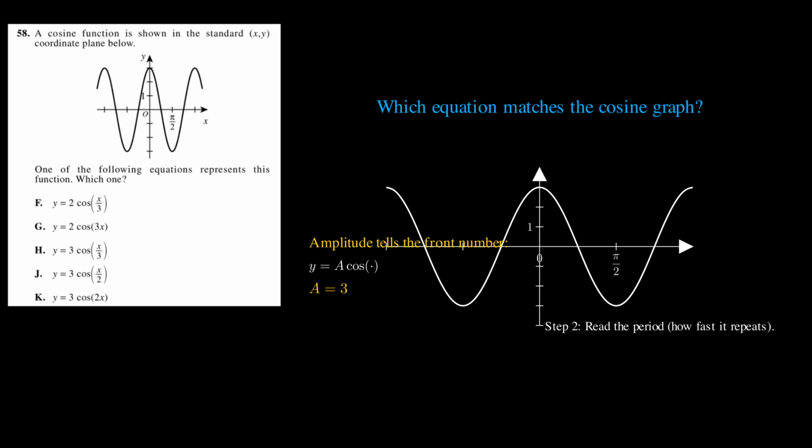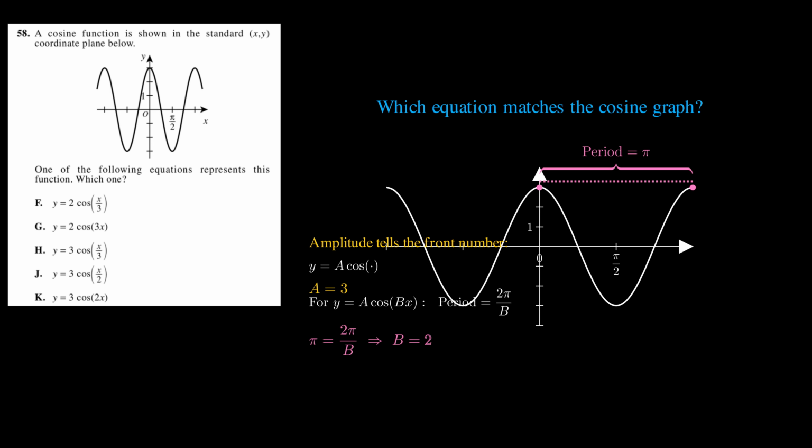Now look at how fast the graph repeats. Start at the peak at x equals 0. Watch where the next peak happens. It happens at x equals pi. That means one full cycle takes pi. That's the period.